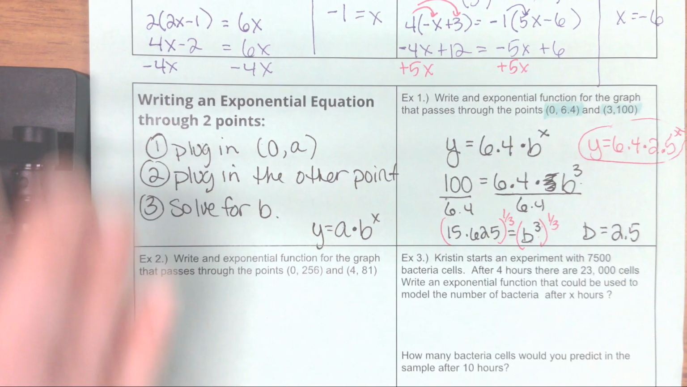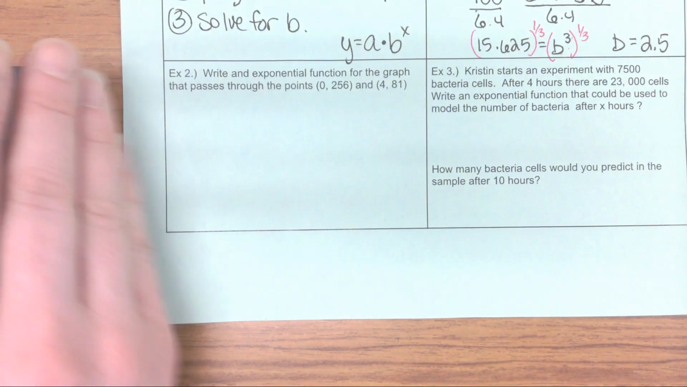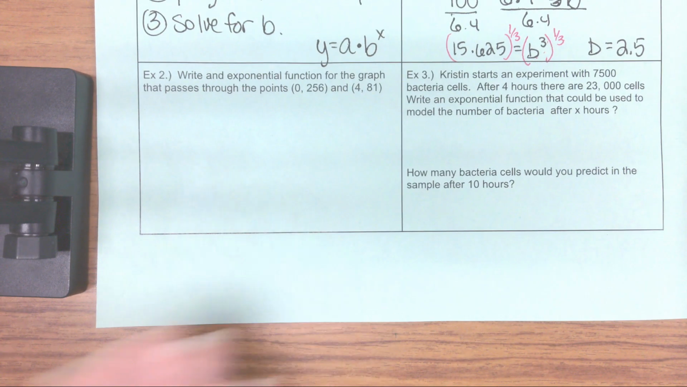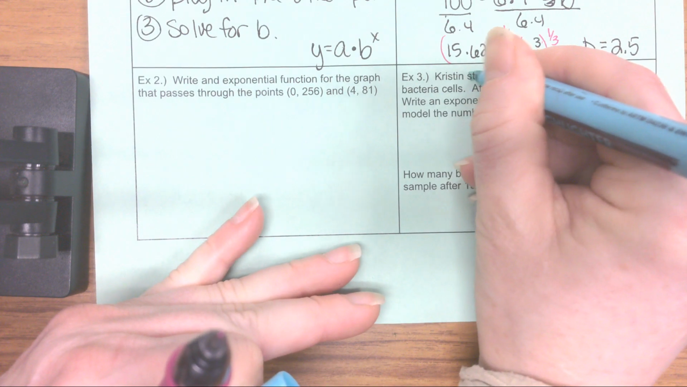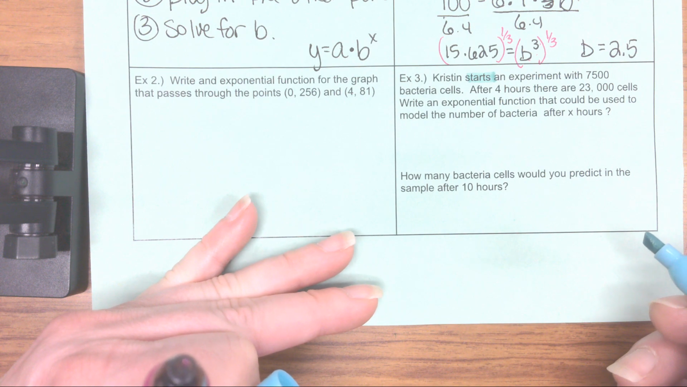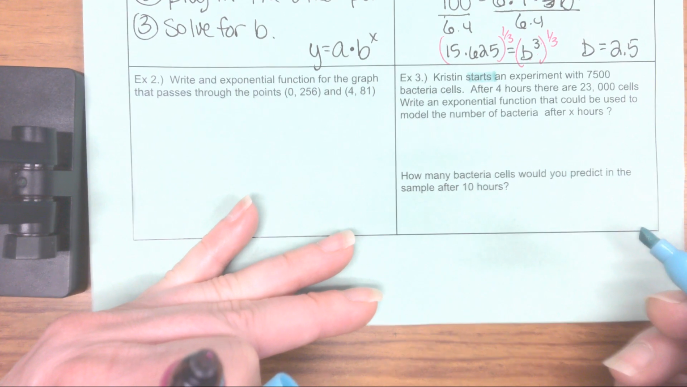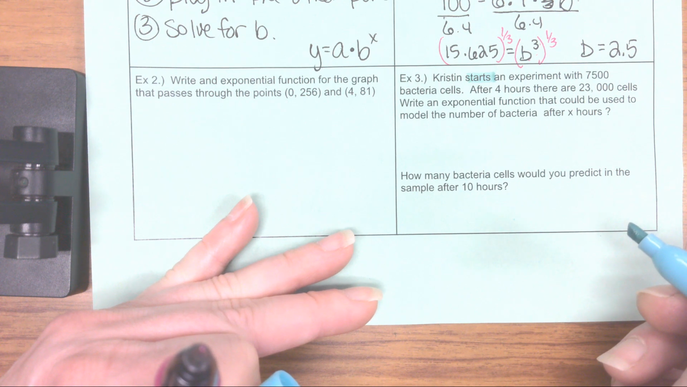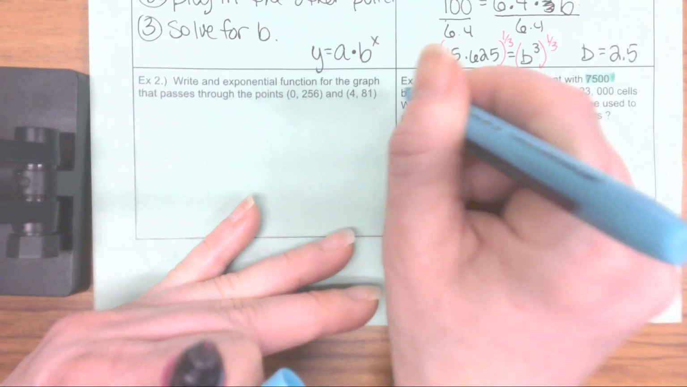Let's look at the one right below it. Kristen starts an experiment with 7,500 bacteria cells. Okay. This word starts means at what time does that happen? If you're going to give time a number and it's right when it starts, what would you give that number? Okay, I'll let you think about that.